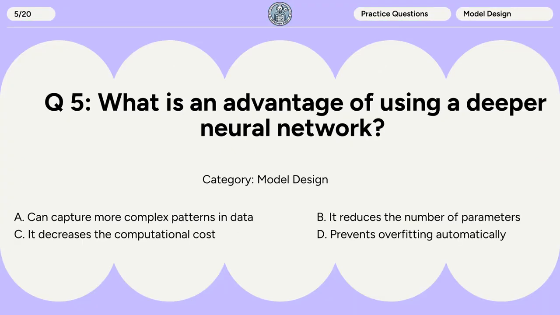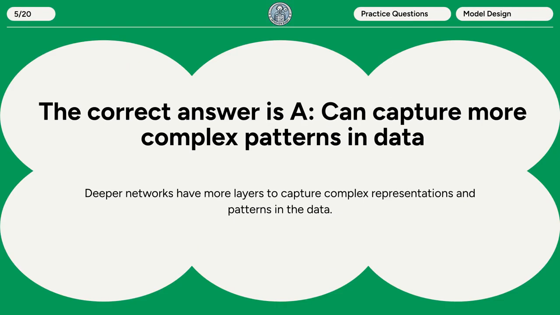Question 5. What is an advantage of using a deeper neural network? A. Can capture more complex patterns in data. B. It reduces the number of parameters. C. It decreases the computational cost. D. Prevents overfitting automatically. The correct answer is A. Can capture more complex patterns in data. Deeper networks have more layers to capture complex representations and patterns in the data.